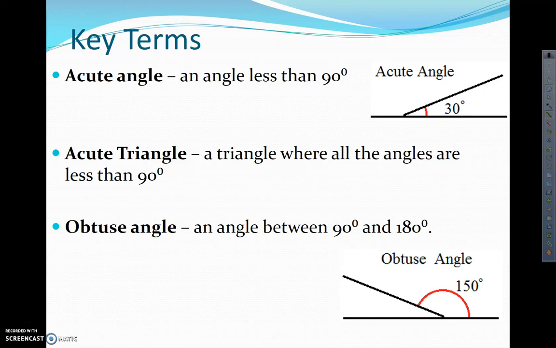And visually, here are some key terms that we're going to look at. An acute angle is an angle that measures anything less than 90 degrees. So on this right side, we've got this 30 degrees here, which is an acute angle. An acute triangle is a triangle where all the angles are less than 90 degrees. On the other side, we've got an obtuse angle, which is an angle that is between 90 and 180. And here's an example where 150 is between 90 and 180, therefore it is obtuse.